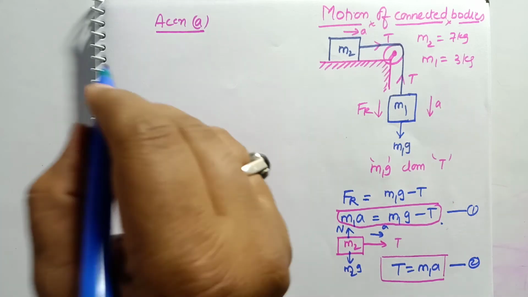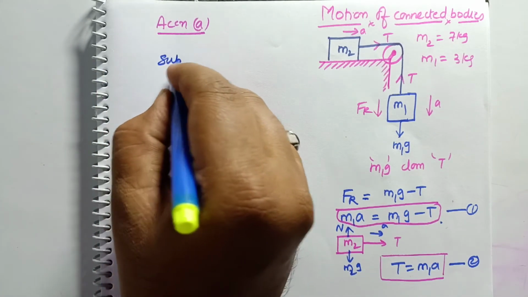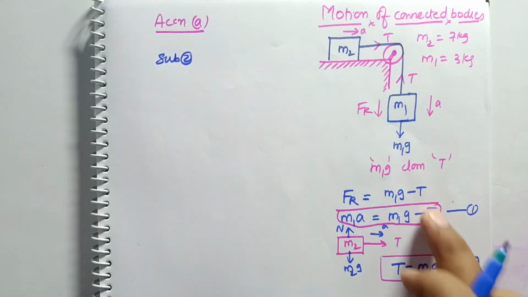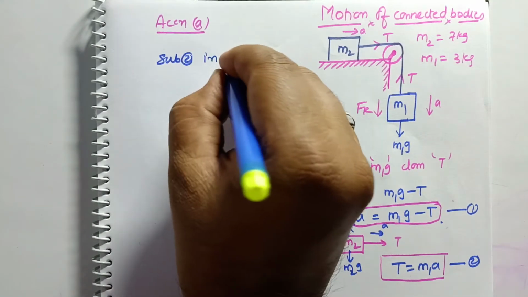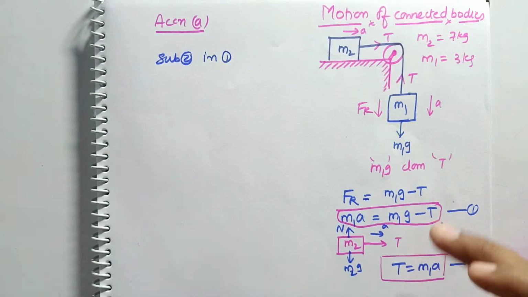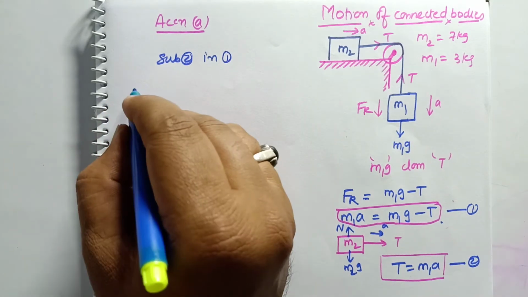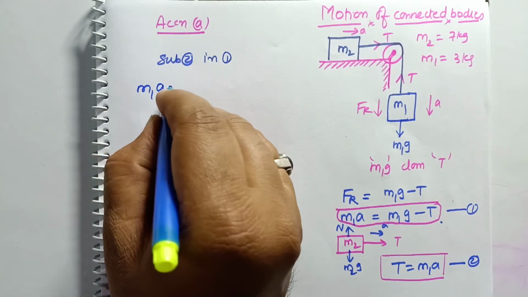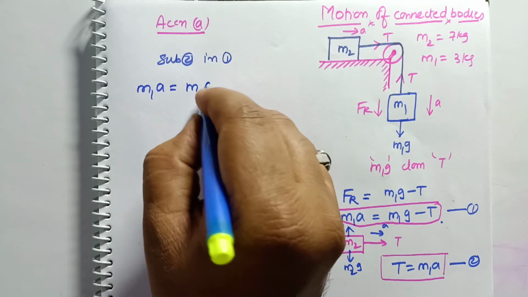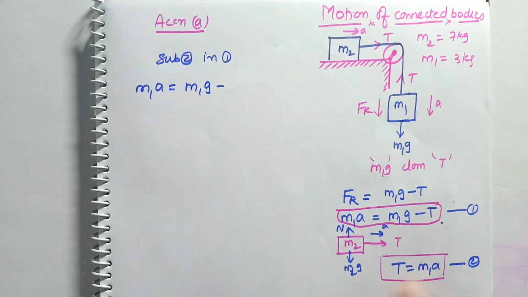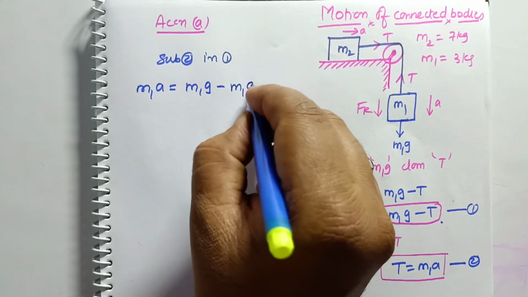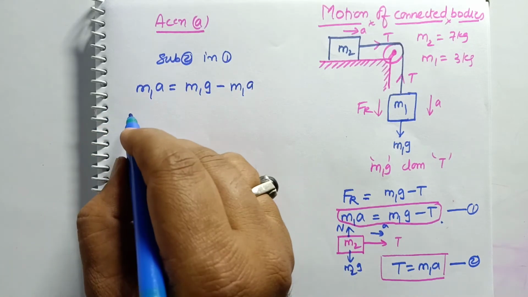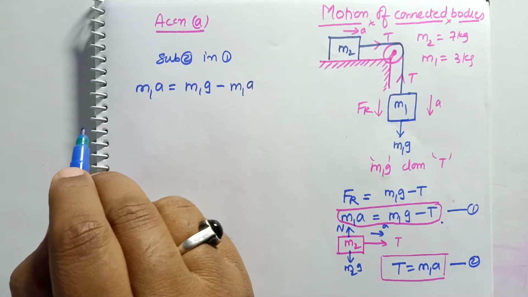A simple thing is, you will substitute the second equation in the first equation. Substitute 2 in 1. If you substitute 2 in 1, you are going to get m1 into a is equal to m1 into g. Instead of T, you will write m1 into a here. So this you will take to the left side.